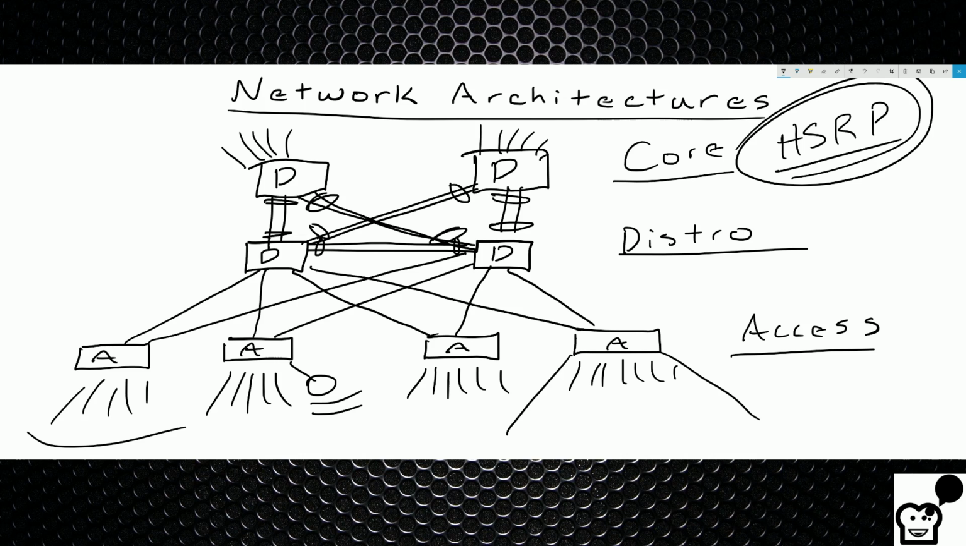Typically when we talk about this 3-tier network design and the collapsed core, it's assumed that it's layer 2 from the distribution down and that you're running your virtual interfaces on your distribution equipment.